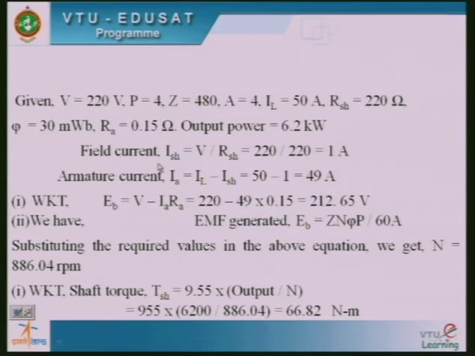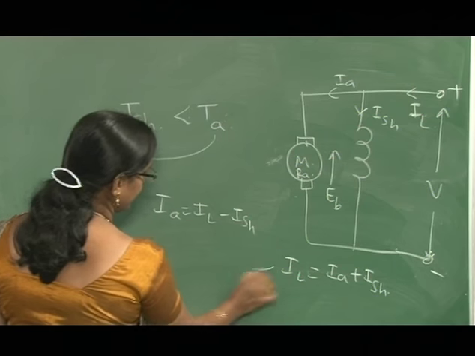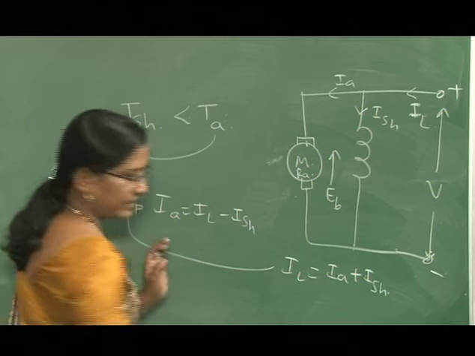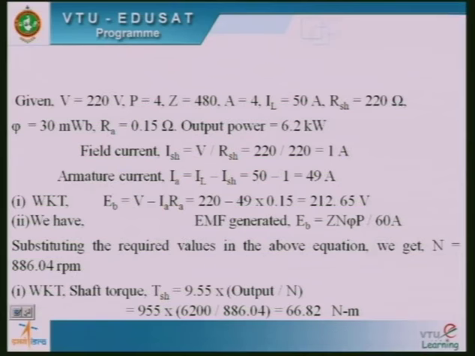Since the field winding is connected exactly in parallel with the supply, ISH is equal to V divided by RSH. Both the values are the same, that is why we are getting this 1 ampere. From this equation we know that IA is equal to IL minus ISH. Substitute the values: IL is mentioned, it is 50 ampere, ISH calculated is 1 ampere. So, we are getting 49 ampere.